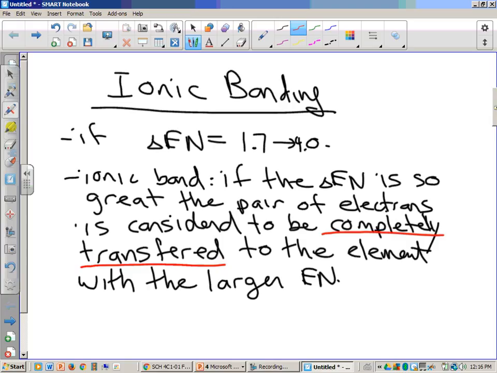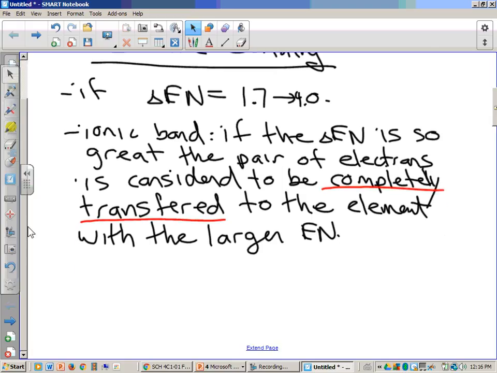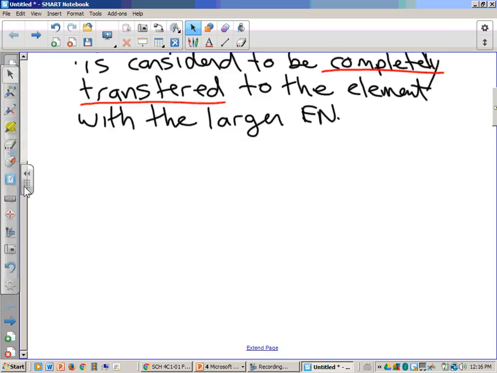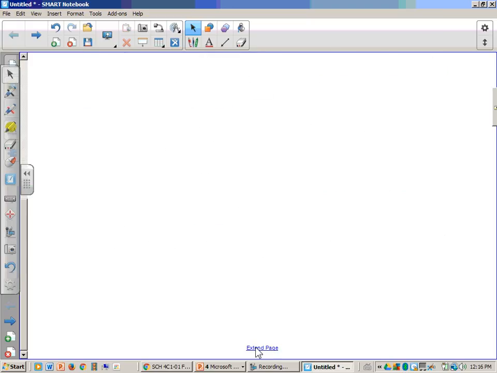Okay? Look good so far? I want to move this piece of paper. I can't remember how to do that. Extend the page. Okay.